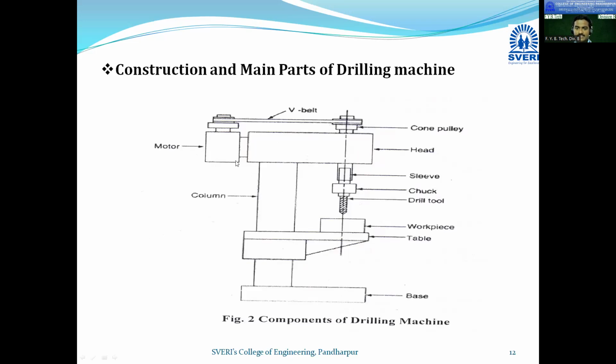Then the second part is the head. In the lathe machine we have seen the headstock. That headstock consists of the feed mechanism, then spindle arrangement, then gear train arrangement, belt drive arrangement. So the same things are repeated here. This head consists of an arrangement of pulley and belt. You can also call this the drive mechanism.